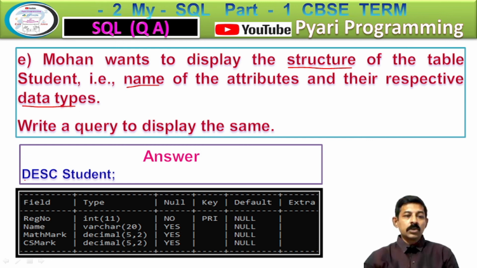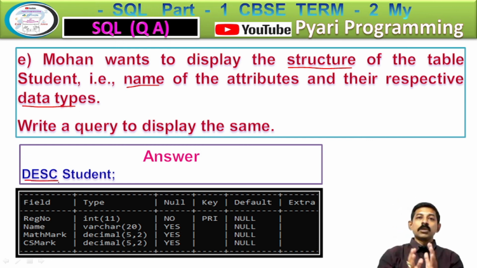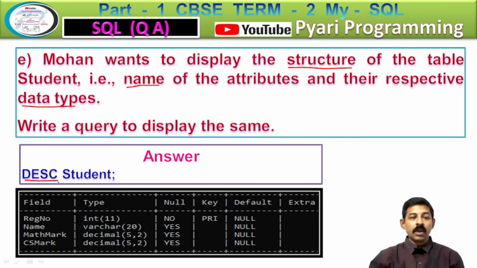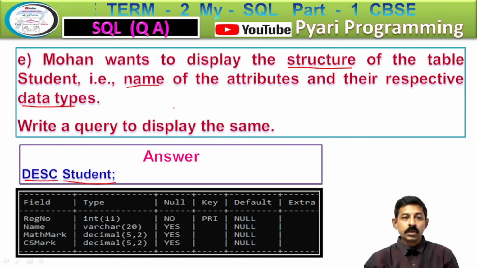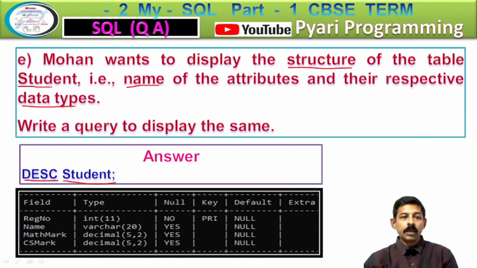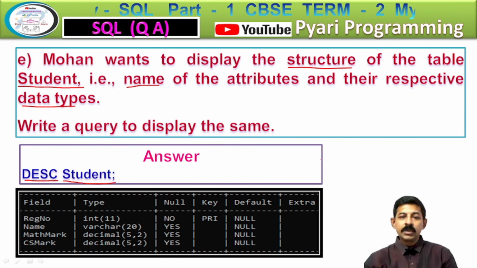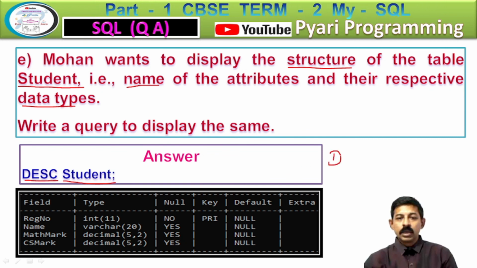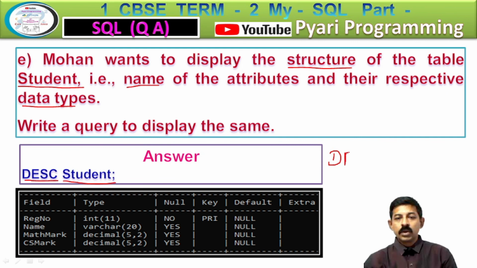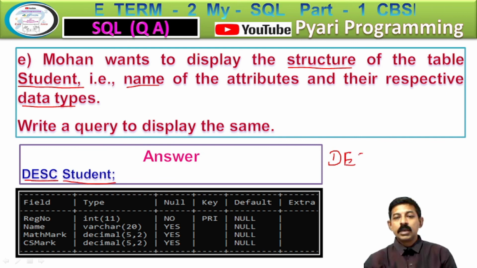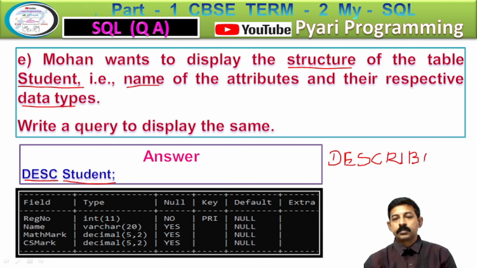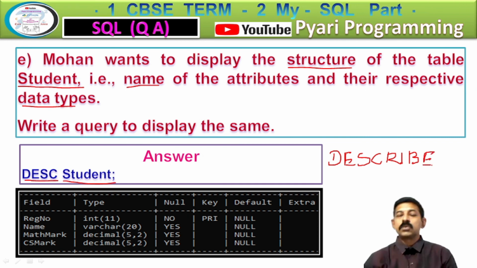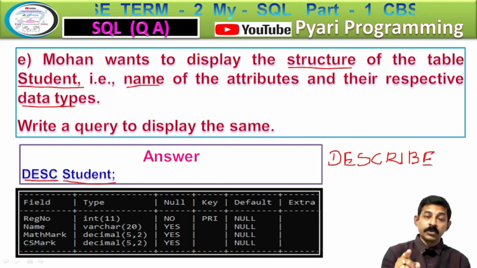So the command is called DESC. DESC command is used to give the description of a table. After that, I will give the table name which will be available in your question. Look at this. It is talking about student table. We can also give this command like this. Instead of the short form DESC, we can also write DESCRIBE. This will also work. If it is available in the option, don't ignore this.